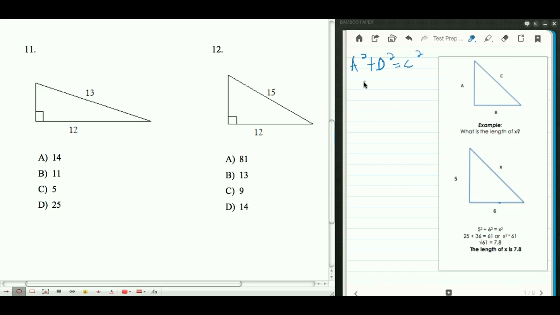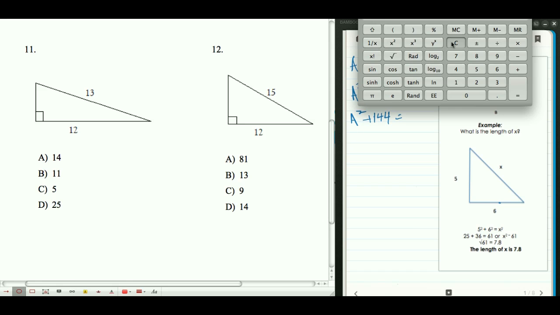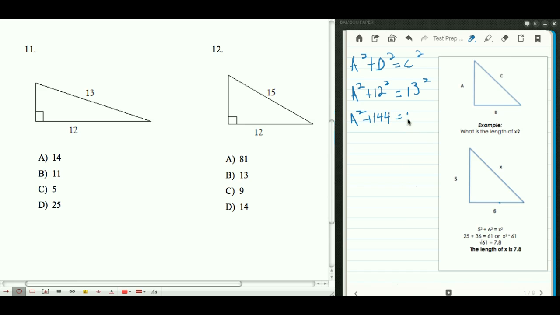Okay, so plug these numbers in. We know c squared because that's the longest side there. So that's going to be 13 squared. It's equal to, we don't know what a is, so we'll leave that as a squared. And then b squared is, I have this 12 squared. Okay, so that's going to be 144 plus a squared is equal to, I don't know what 13 squared is. Let's see, push the square button, gives us 169.